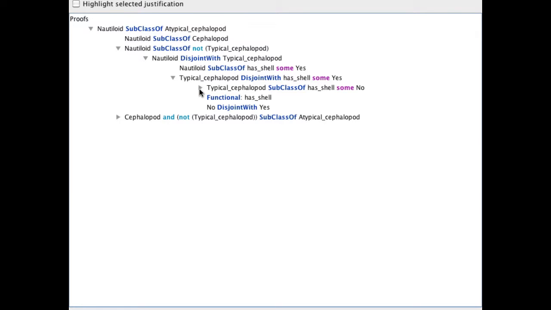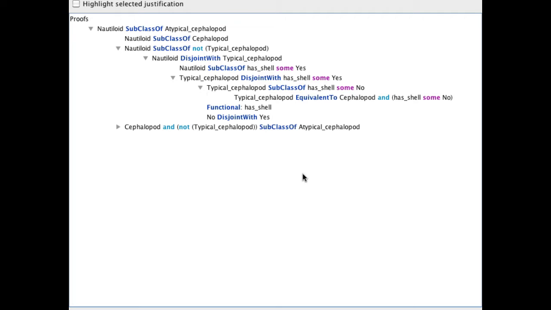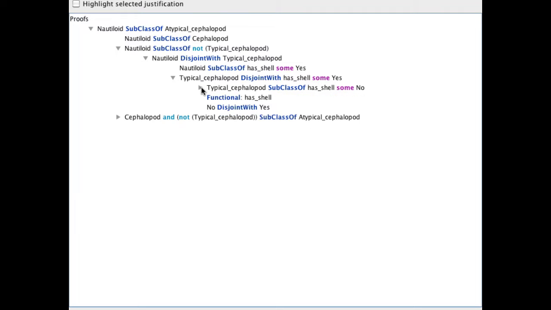Why is this the case? Well, typical cephalopod is equivalent to cephalopod and has shell some no. We've actually said this in our ontology. So these entail that Nautiloid is a subclass of not typical cephalopod.